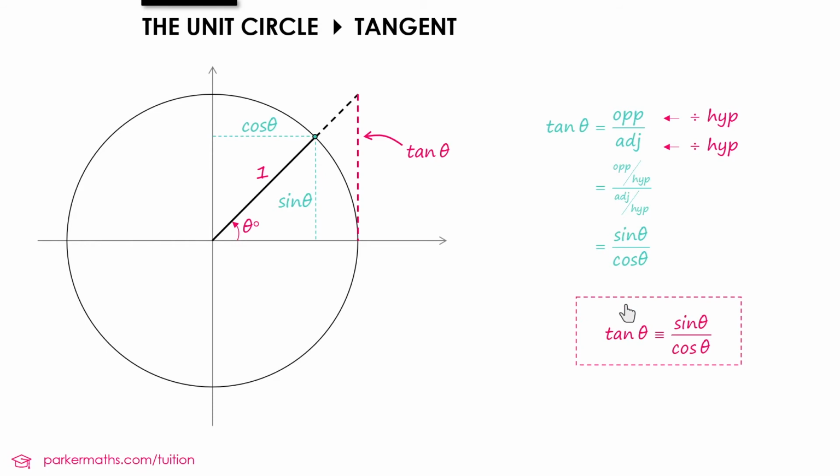And because that is true for all values of theta, we can say that tan theta is identical to sine theta over cos theta. And this is an identity that we will use frequently throughout the course. And it's really important that you try and memorise this one as soon as you can.